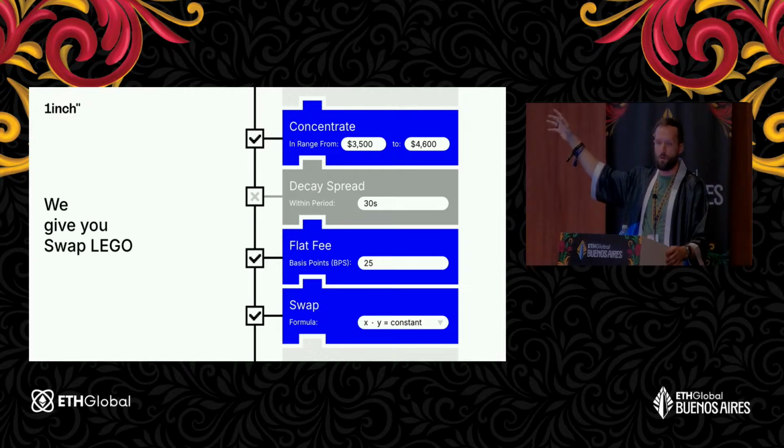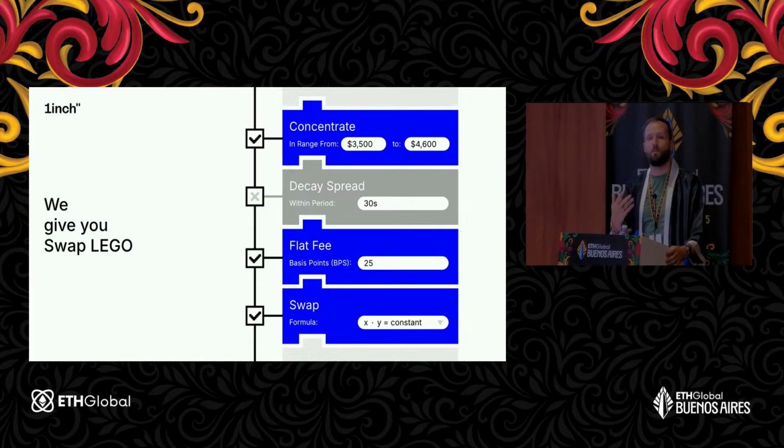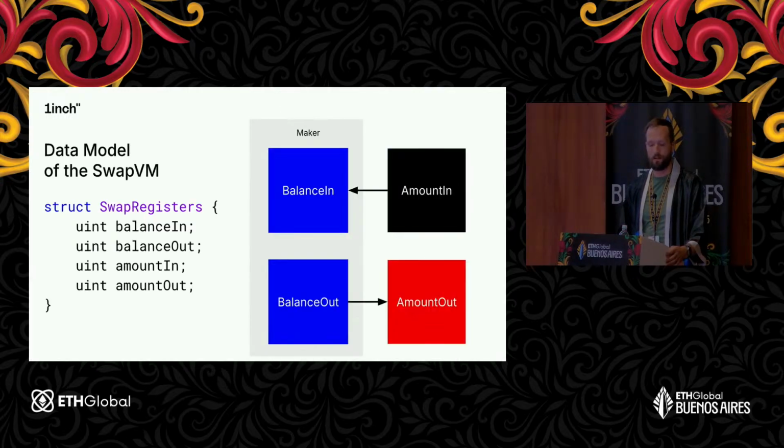But why do we call them instructions? Why is it Swap VM? It could be one piece of code with a lot of conditions. No, it isn't. Every instruction is a separate function, and those functions are executed one by one, and they are only possible because of the data model which we invented. This data model is swap registers. It's 4 registers: balance in and out, amount in and out.